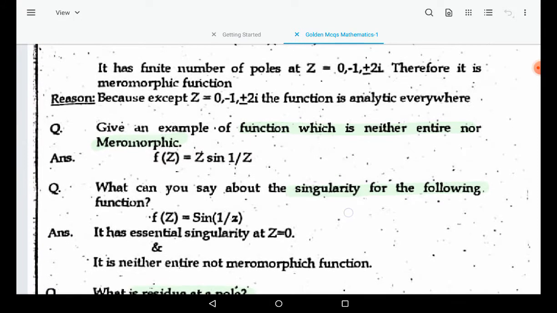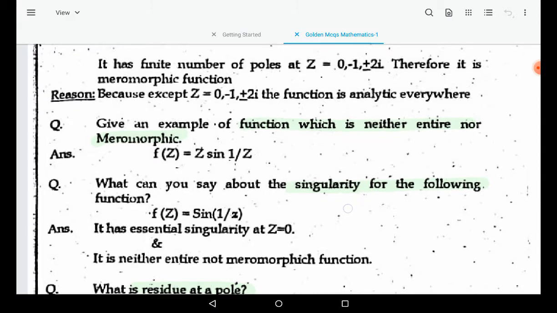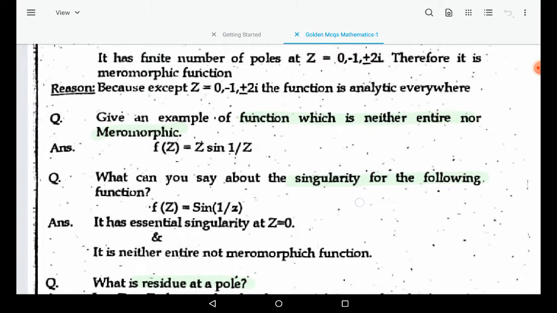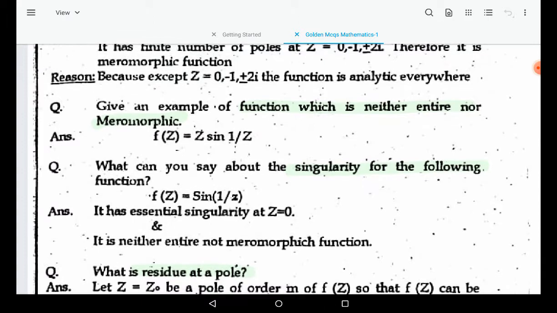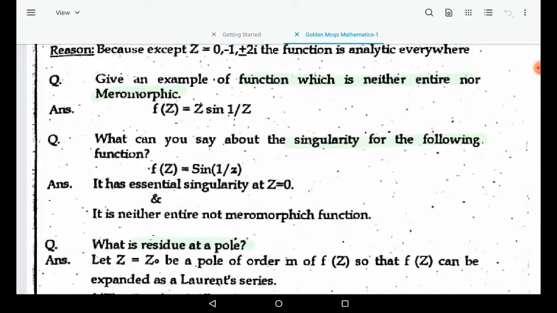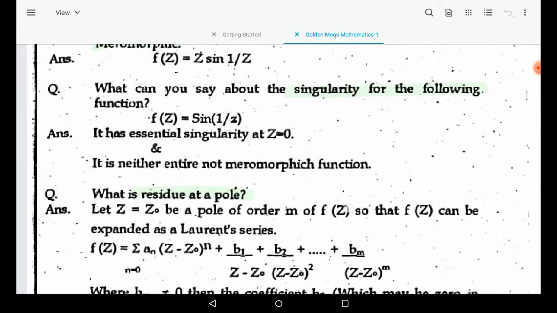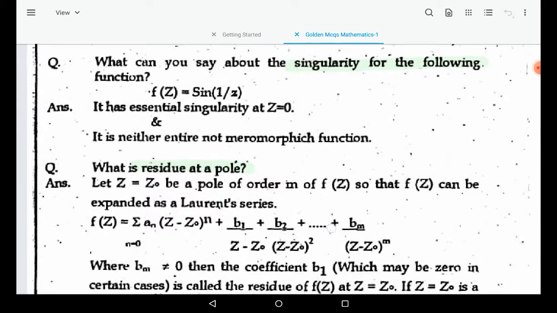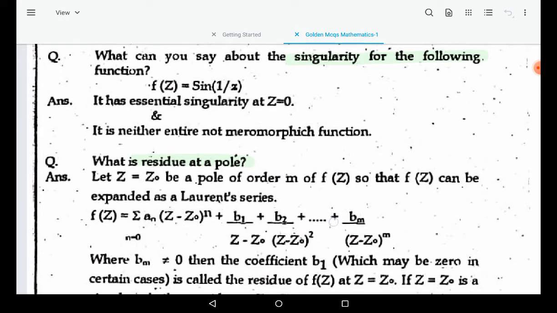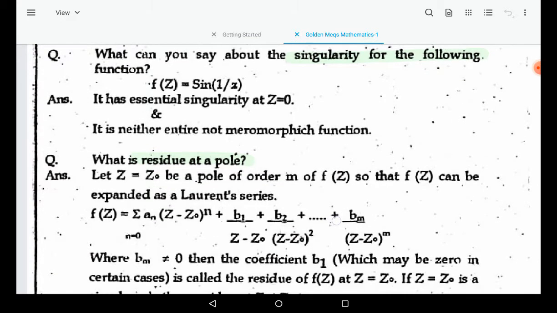Give an example of a function which is neither entire nor meromorphic. f(z) = z sin(1/z). What can you say about the singularity for the following function? f(z) = sin(1/z). It is an essential singularity at z = 0. It is neither entire nor meromorphic function.